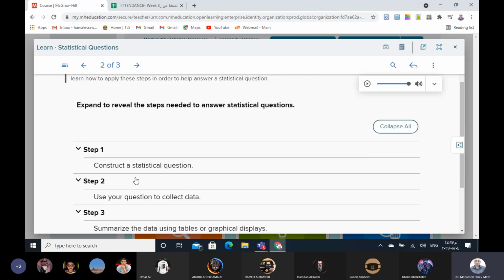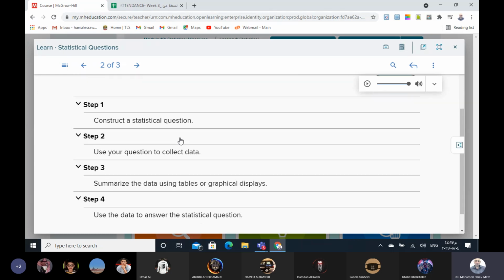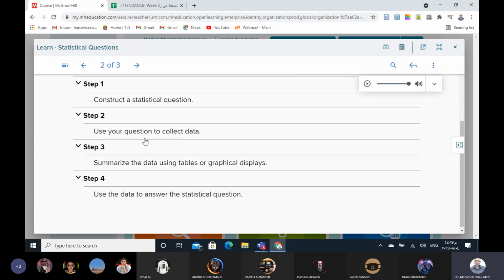This means that in any statistical study, to answer any statistical questions, we have 4 steps. The first step: construct statistical questions. The second step: use your question to collect data. The third step: summarize the data using tables or graphical displays. And the last step here: use the data to answer the statistical questions.